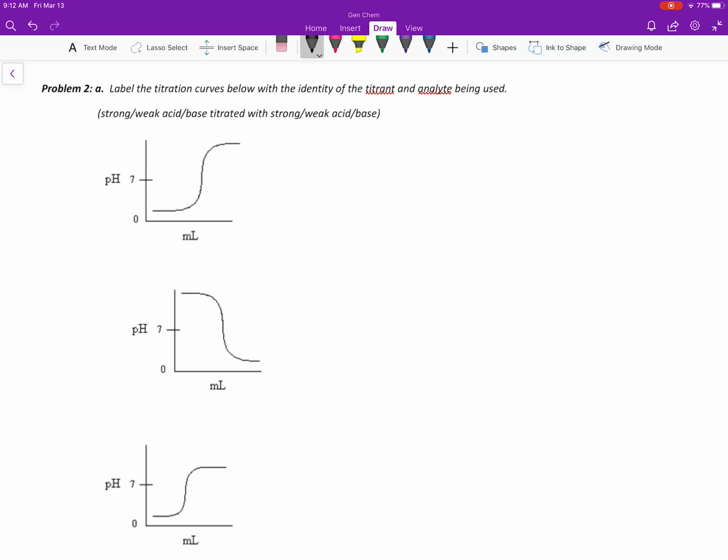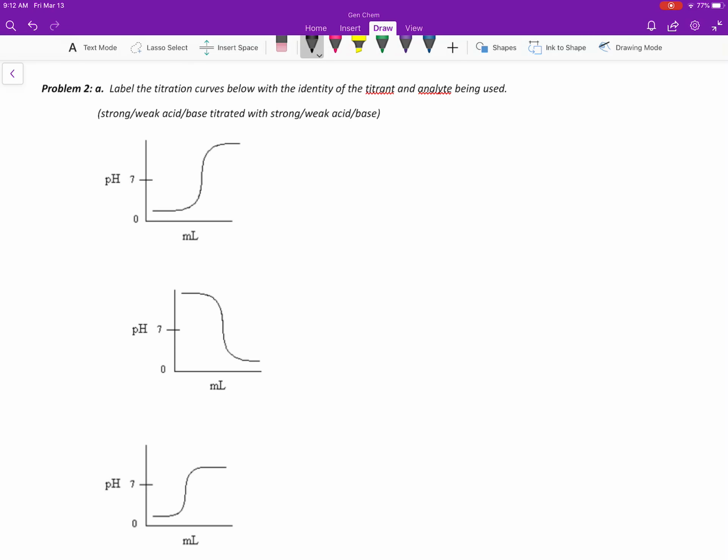So we have a couple different options. Is it a strong or weak acid or base titrated with a strong or weak acid or base? So there's kind of 4 combinations: strong and strong, weak and weak, strong and weak, weak and strong. And we need to identify that as well as the acid or base.